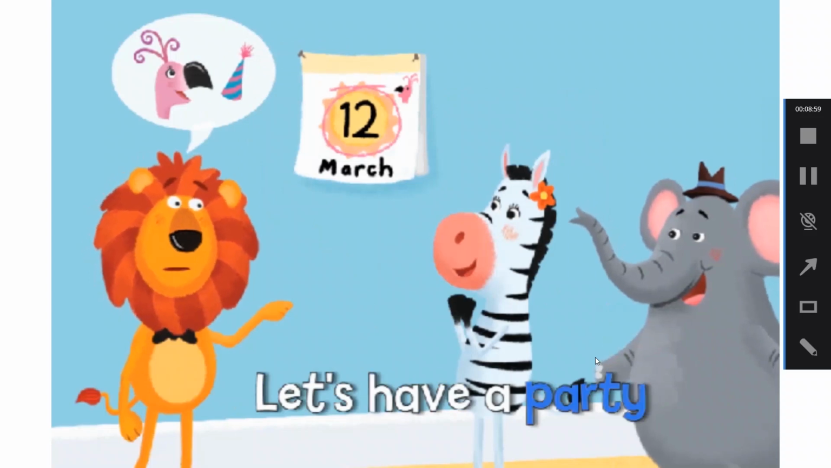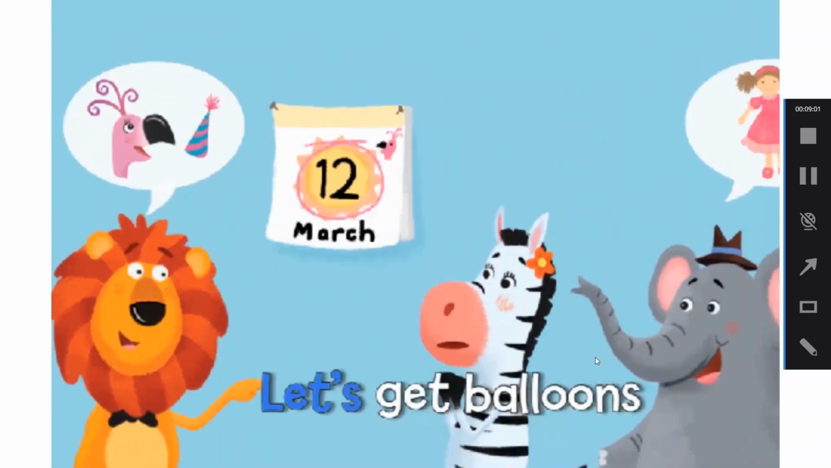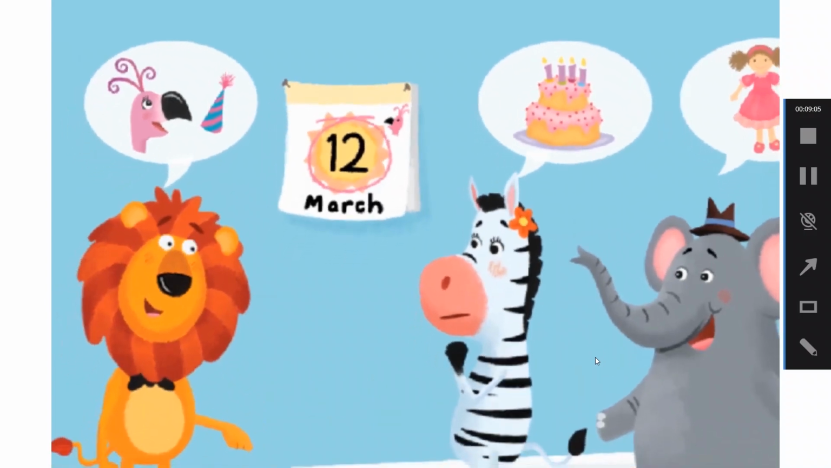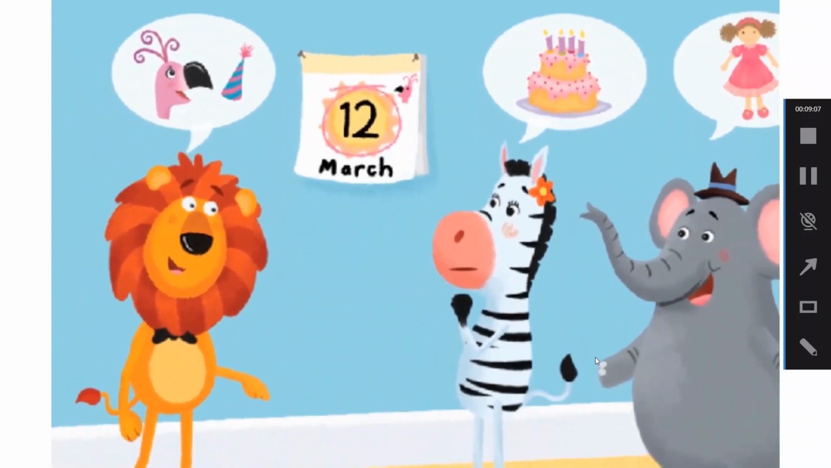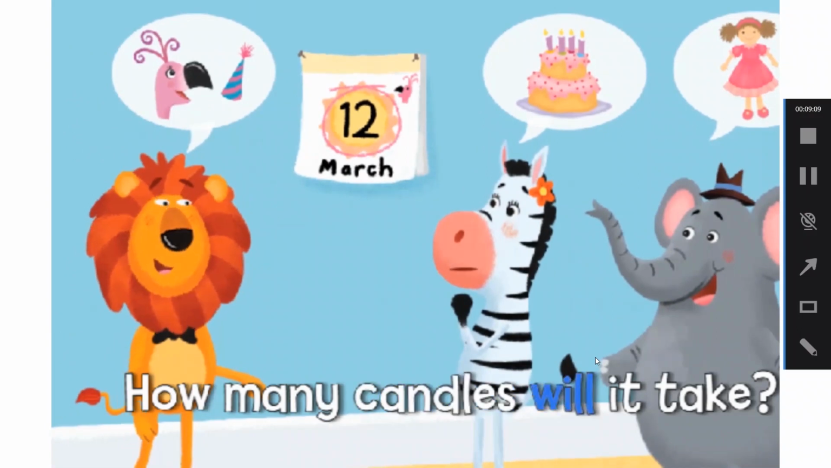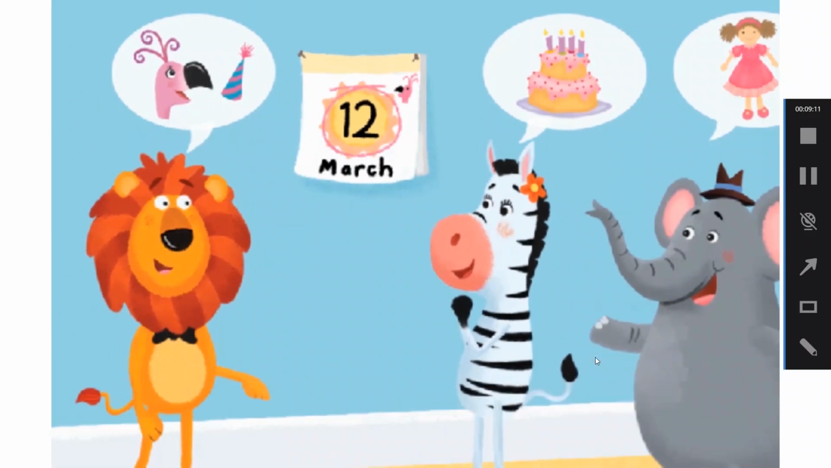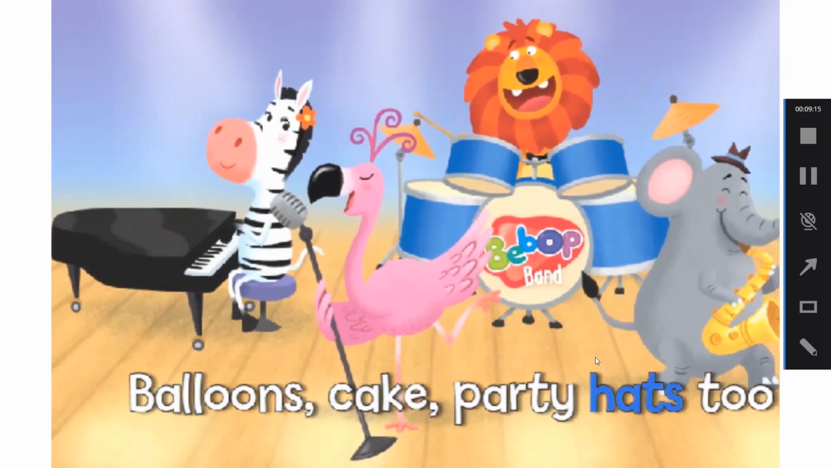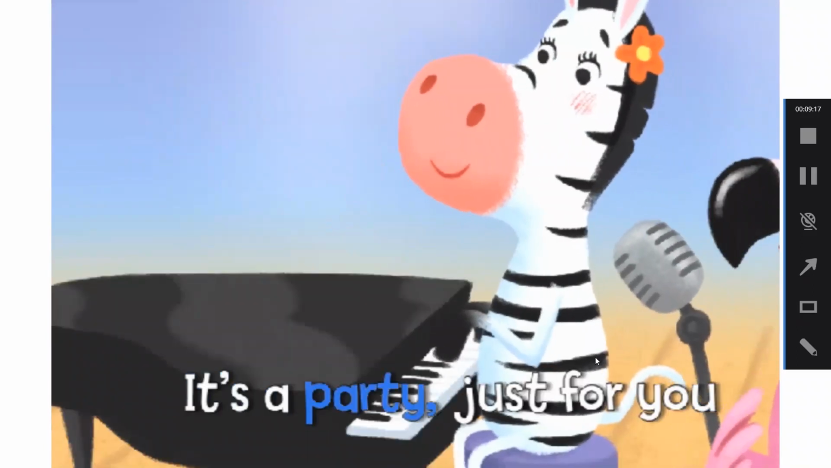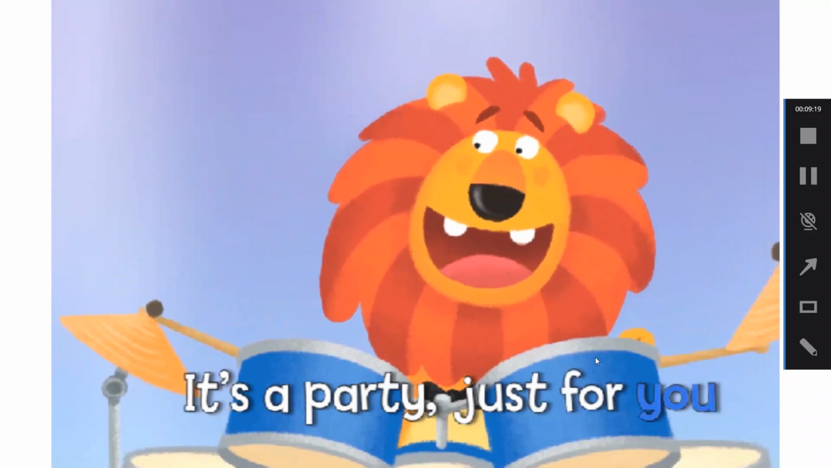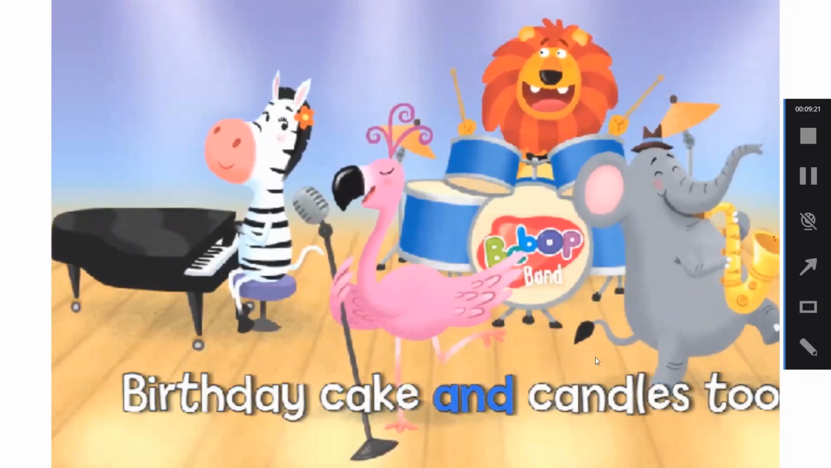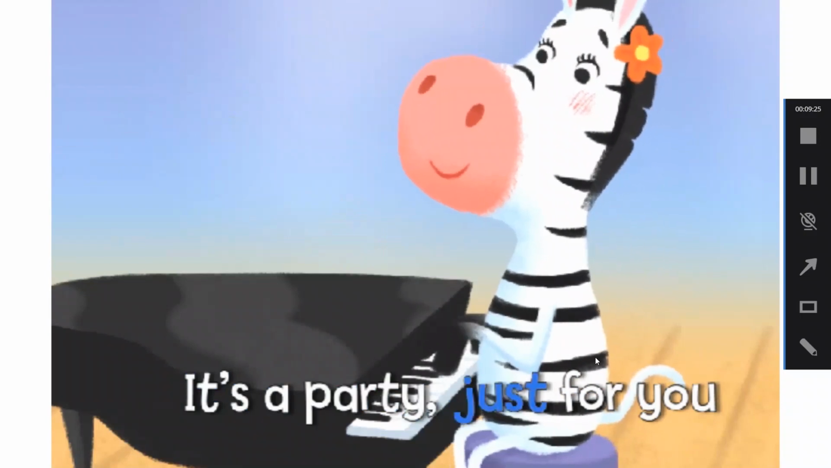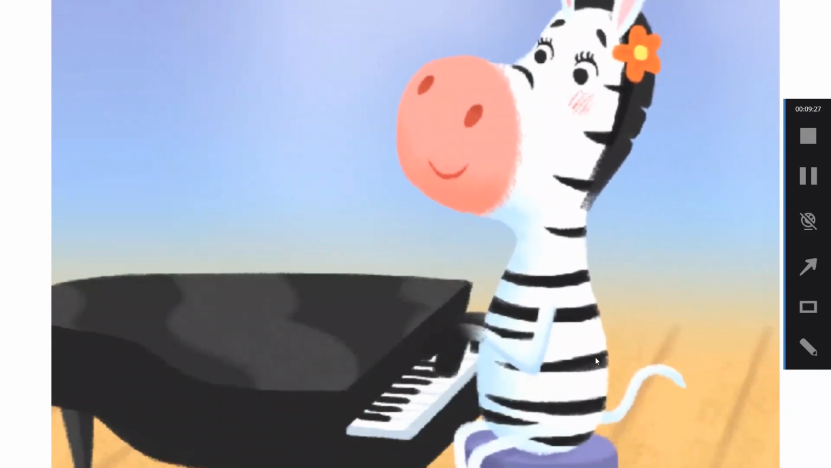Have a party, sing and play. Let's get balloons and bake a cake. How many candles will it take? Balloons, cake, party hat too. It's a party just for you. Birthday cake and candles too. It's a party just for you.